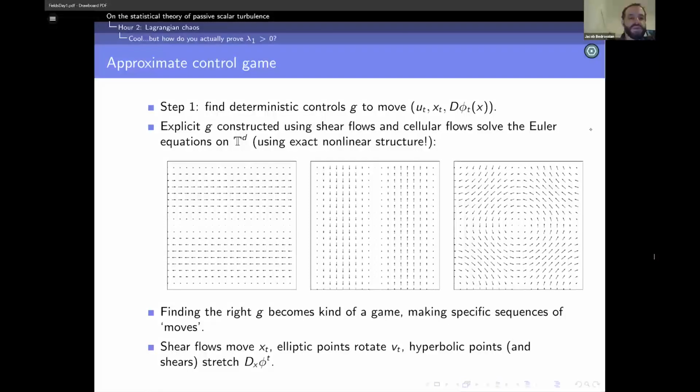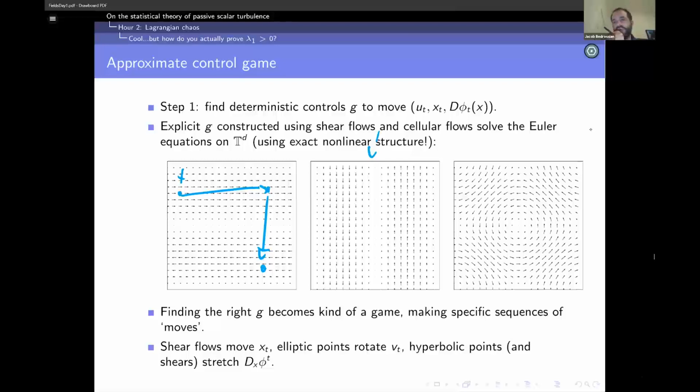If you wanted to move this particle here, you take the control and drive it to be this shear flow, and then the particle moves here. And then if you want to move it here, you stop the flow, then you drive it to be this shear flow, and you move the particle down here.